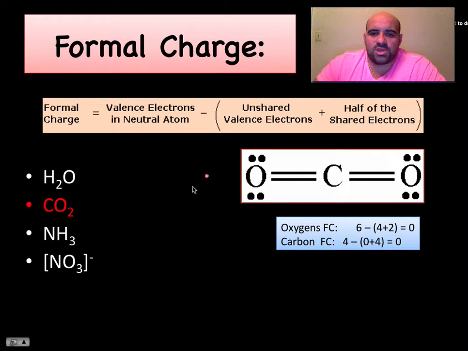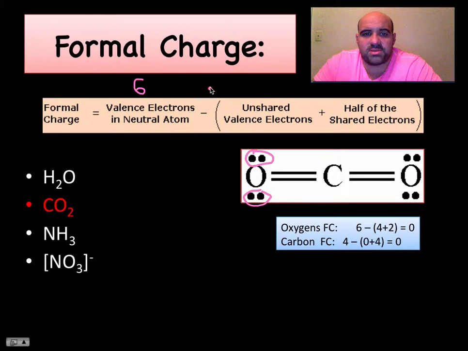Let's do the formal charge. Let's start with the oxygens. Valence electrons in a neutral atom of oxygen: 6. And this is symmetrical, so it's going to be the same for each case. Each oxygen is going to have 6 valence electrons. How many unshared valence electrons are there? Well, each oxygen has 4 unshared electrons, 2 electron pairs. So 6 minus 4 plus.